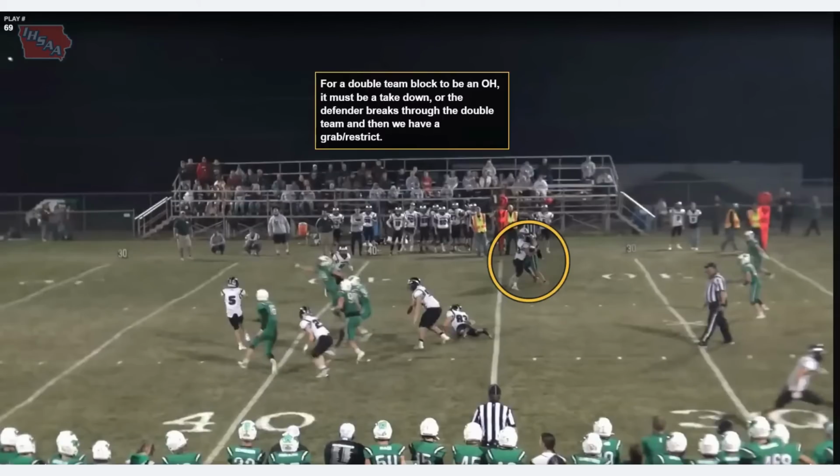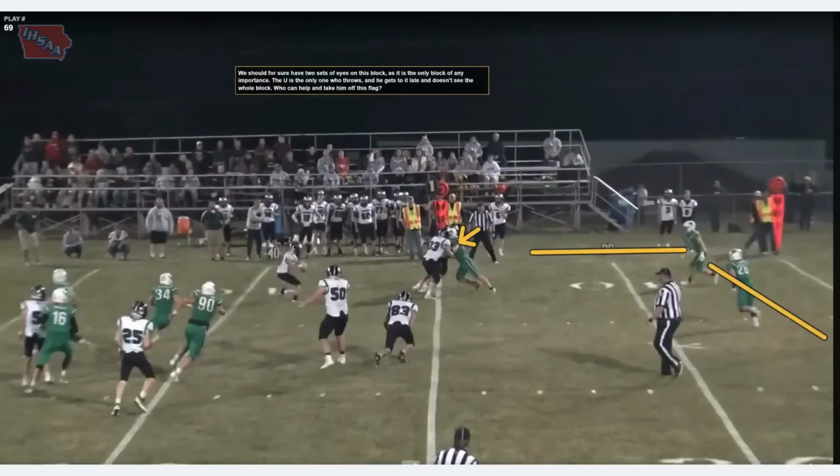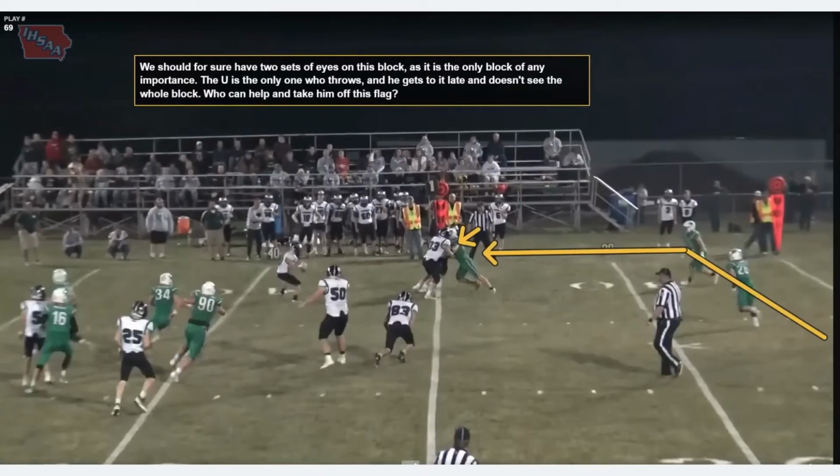So if we have a double team block, to be an offensive hold, we need one of two things. Either it needs to be a takedown, or the defender breaks through the double team, and then we have a grab and restrict. But a philosophy, and this is up and down from high school to the NFL, if we have a double team block, we're not going to have an offensive hold unless it's a takedown or he breaks through and we have a grab and restrict. This is not a foul for a block and for a hold, and we get the flag from our umpire.